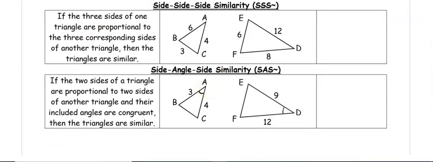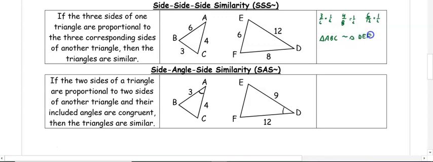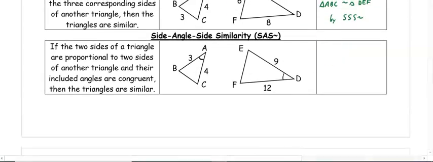In side-side-side similarity, we need three sides of a triangle to be proportional to three corresponding sides of another triangle. So if we look at the shortest sides, 3/6, that reduces to 1/2. The middle length sides, 4/8, reduces to 1/2. And our largest sides, 6/12 equals 1/2. Because they all reduce to the same ratio, that means these triangles are similar again. So triangle ABC is similar to DEF by side-side-side similarity.